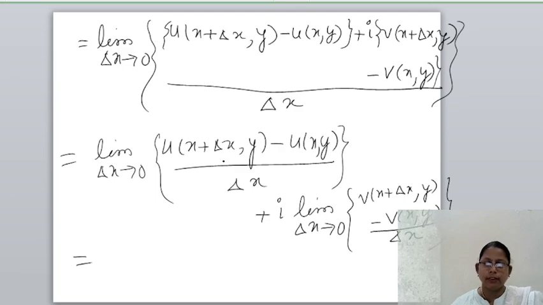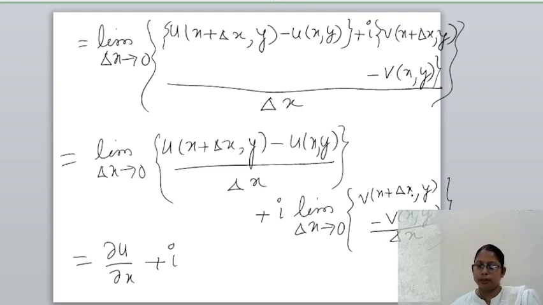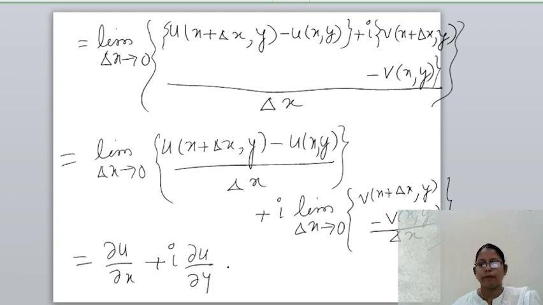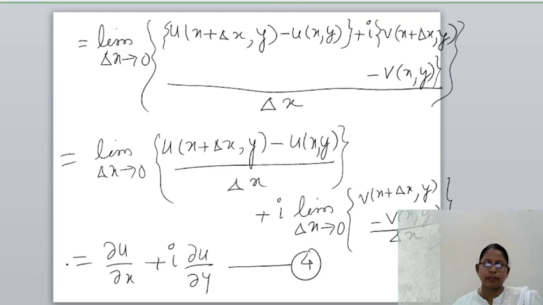Here, increment is given to x variable, that means it is a partial derivative of u with respect to x. So this is del u by del x plus i. Then again increment is given to y variable, so this is del v by del y. Call this equation 4, f'(z).